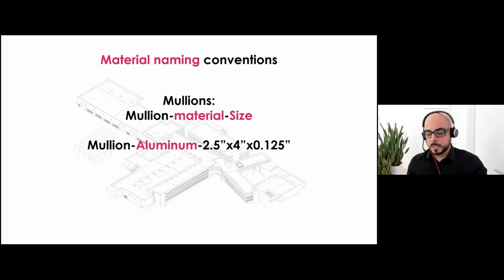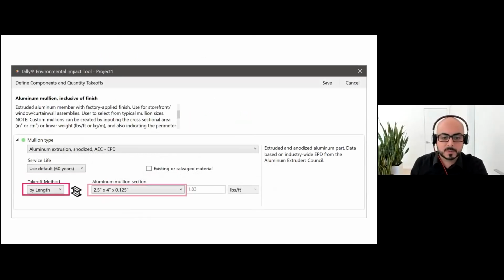Mullions are another example of things that we need to look into carefully, because in Revit, they're usually modeled as solids, but if you end up accounting for them as solids in Tally, your aluminum might be showing 10 times more impact than it should really show. So type of mullion and also the profile of it is important to take into account.